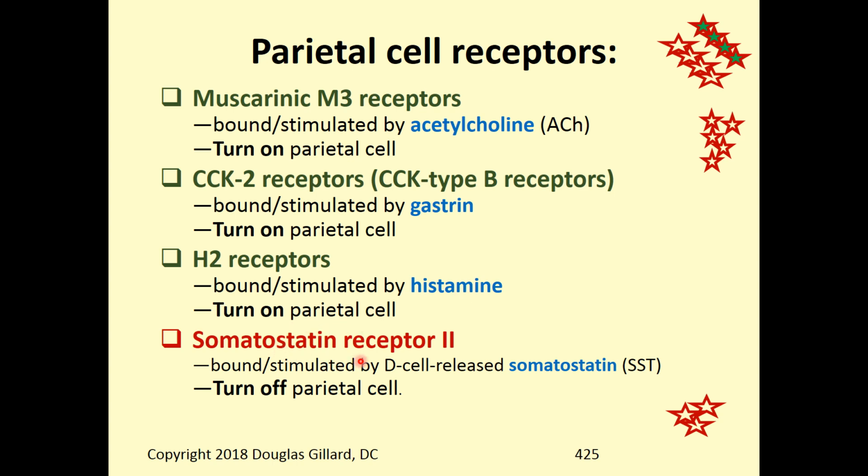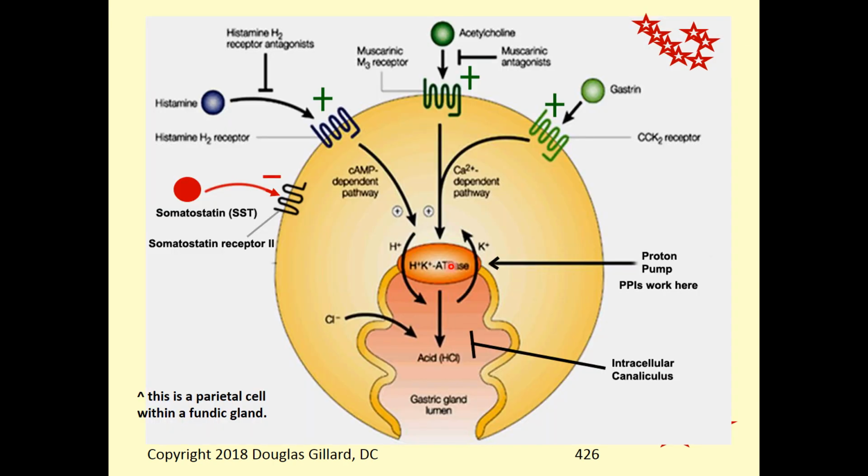And then we have somatostatin receptor 2, or SST receptor 2. This binds somatostatin. This is a turner off. It turns off parietal cells, so watch out for that one. It's in red here. Make sure you know the receptors, and the ligands are right here as well. Make sure you know who the receptors are and who binds to them.